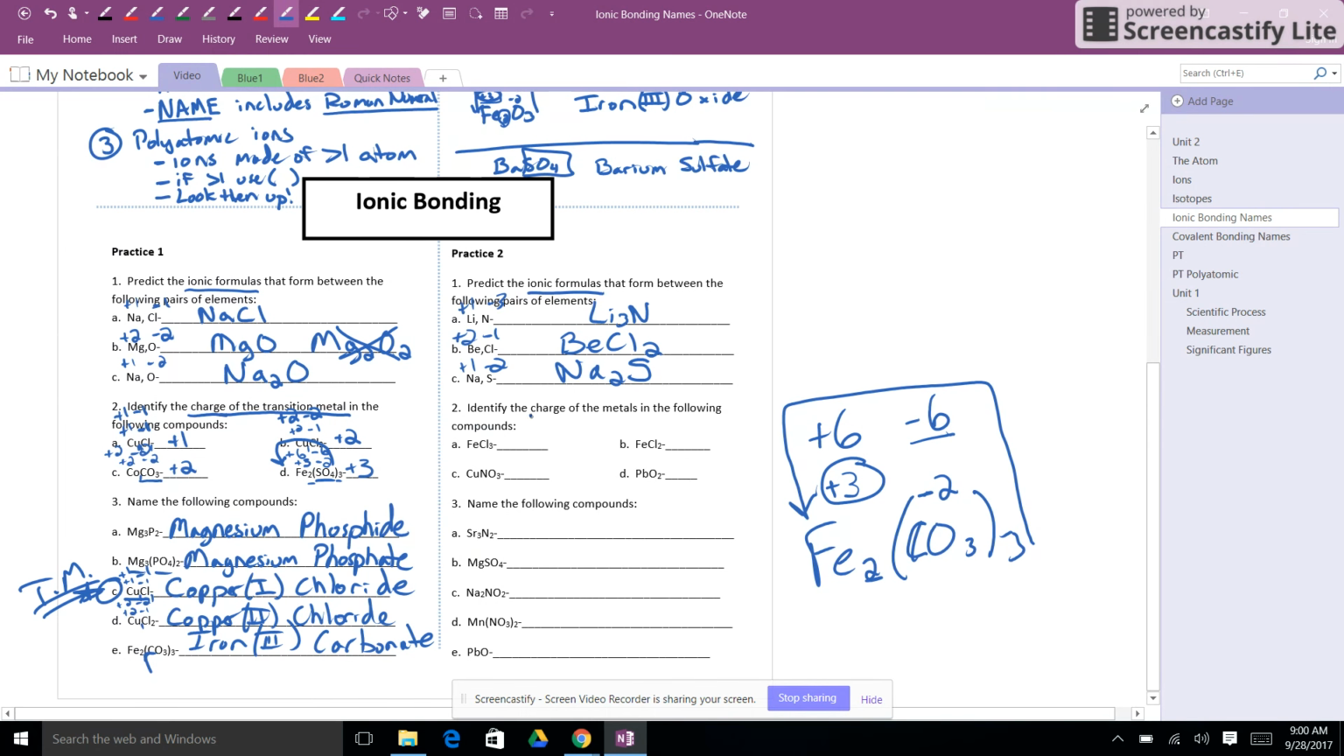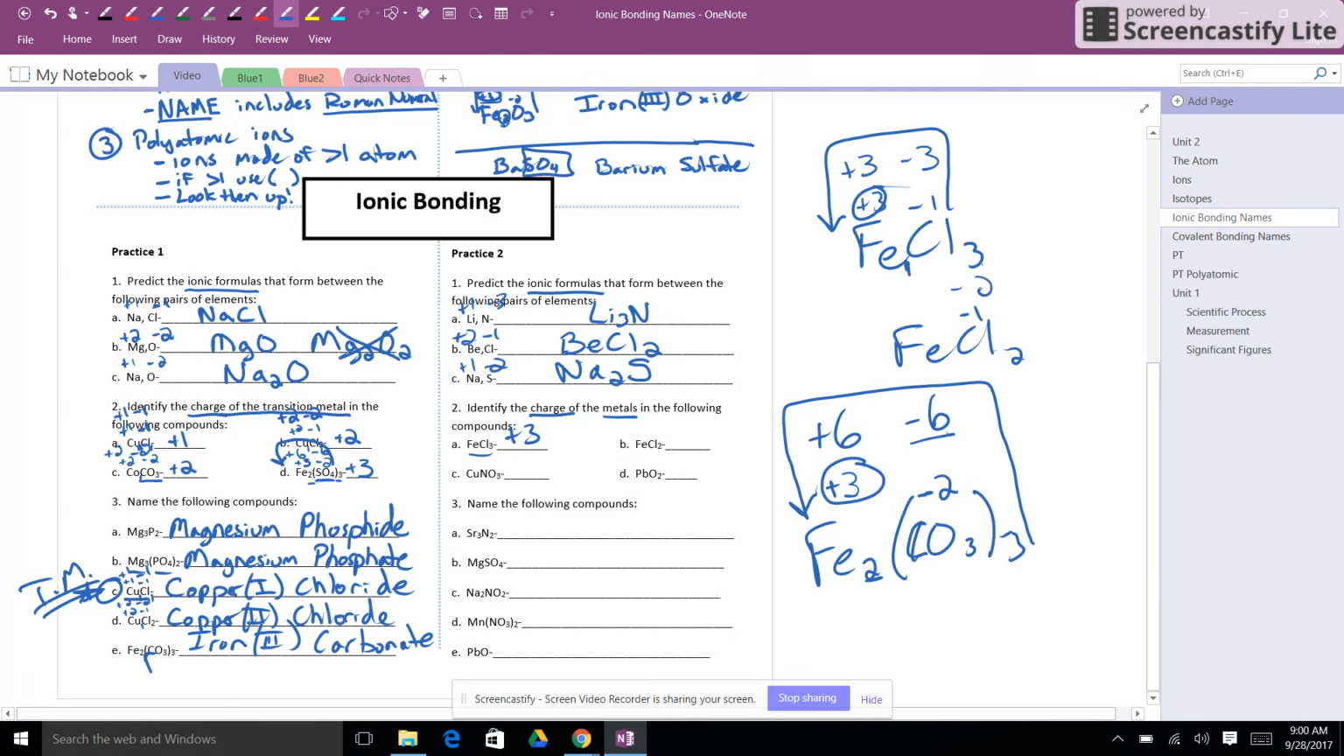Okay, for problem 2, identify the charge of the metals in the following compounds. FeCl3. It's a transition metal also. Let's write the charge of the anion. Chlorines are -1. 3 times -1 is -3. The opposite of -3 is +3. And since there's 1 iron atom in this compound, 3 divided by 1 is 3. 1, 2, 3, 4 numbers. +3.